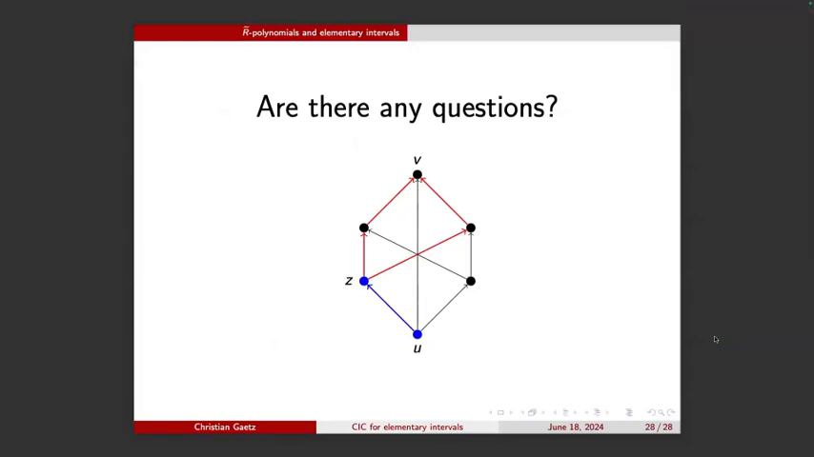So to start out questions, I think there was a question in the chat from a little earlier. Jake Levinson asked, does the set of all reflection orders have any structure?